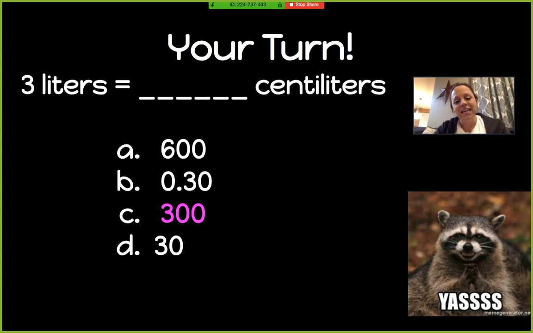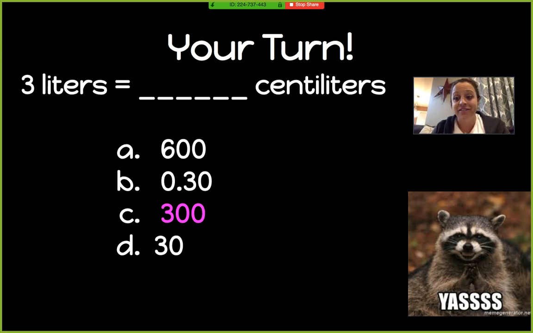I like to think of it as there's 100 centiliters in 1 liter. So if I have 3 liters, I have 100, 200, 300. So I'd have 300. That makes better sense to me, but use the chart if that works for you.